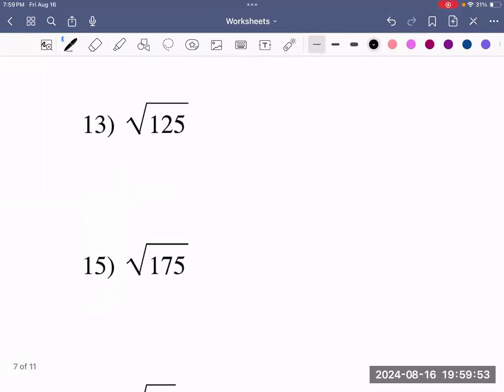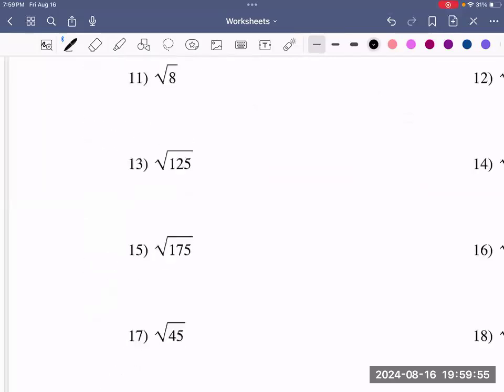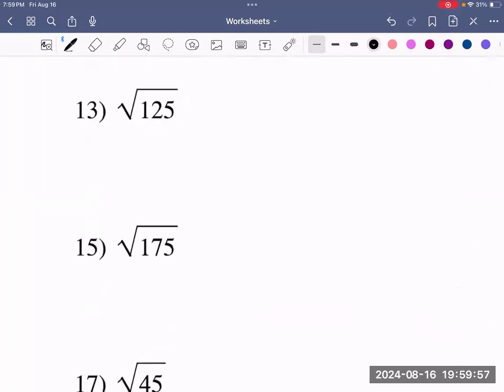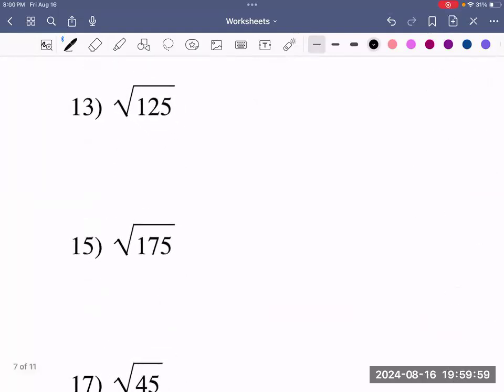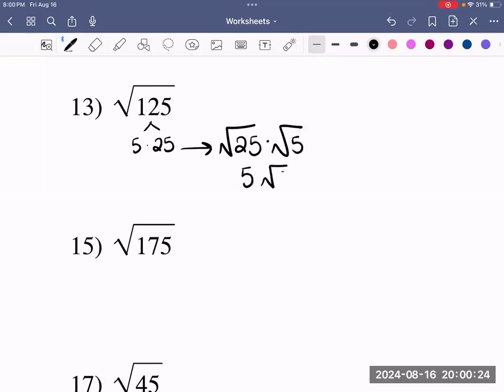All right, let's do it again with some more, and we'll do some bigger numbers. So 125. So if you're thinking, okay, well, 125 ends on a 5, and so I'm going to go ahead and divide by 5. Well, 5 times 25 will give us 125. And already that is your perfect square. So we can write this as the square root of 25 times the square root of 5. So this is 5 root 5.